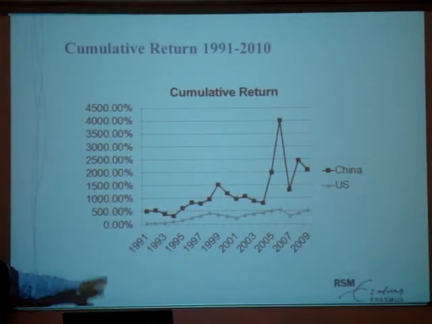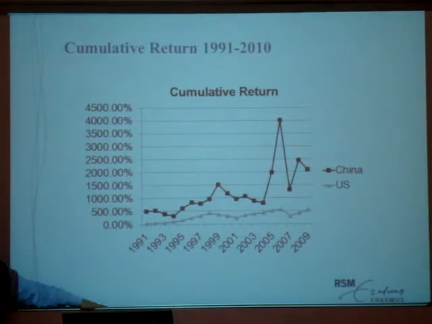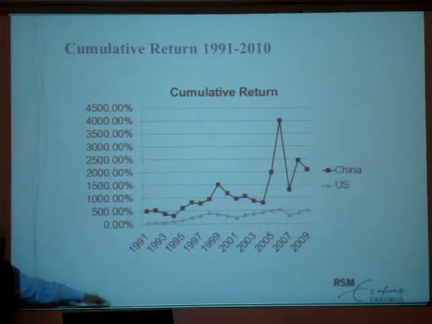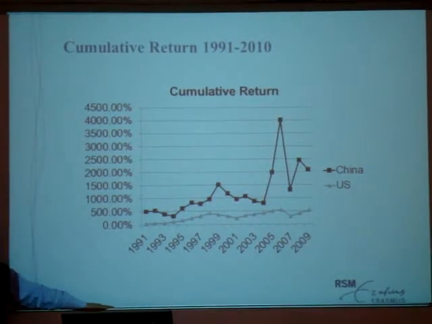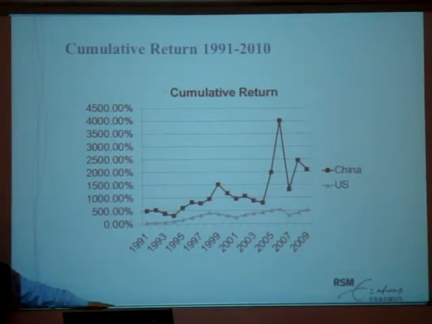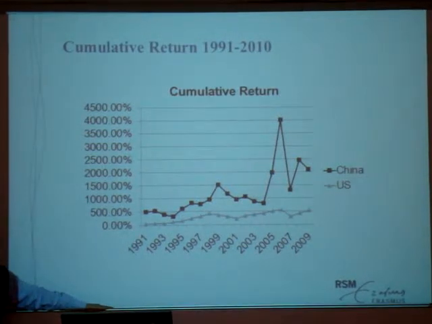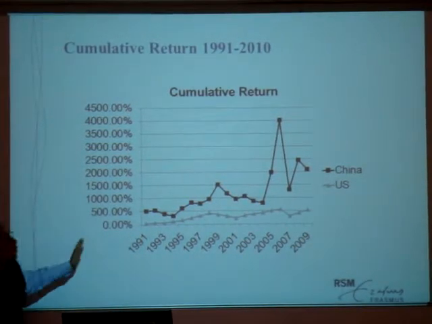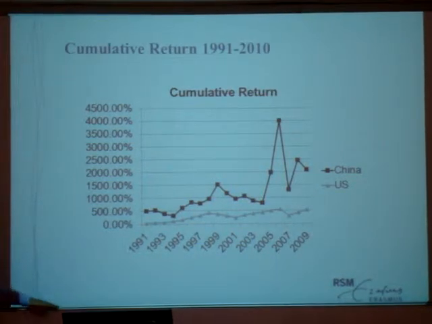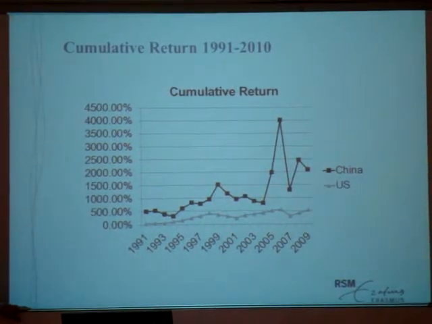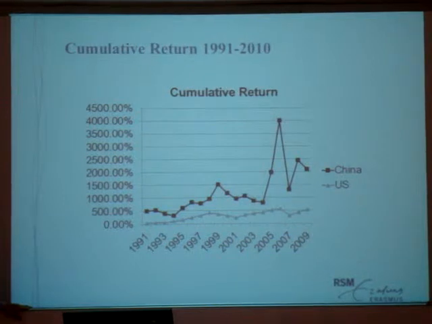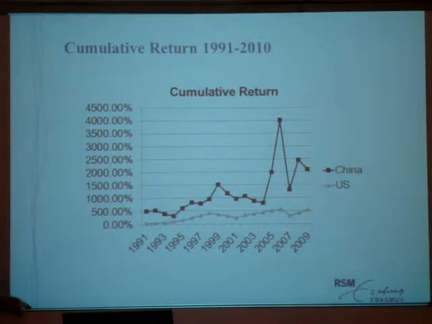You can see these are really not very good 20 years. This is not a very good 20 years. For the US market, the average yearly return historically is about 7 to 8%. But still, you can see for these 20 years, if you invested in the China market, you could earn much more than in the US market.